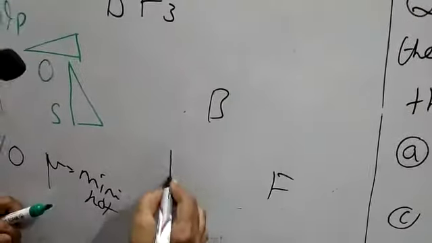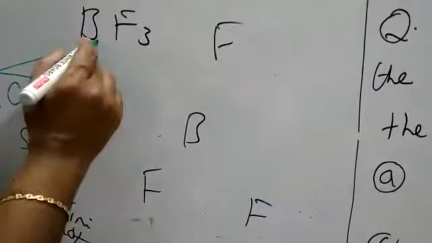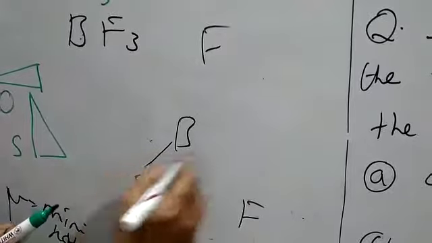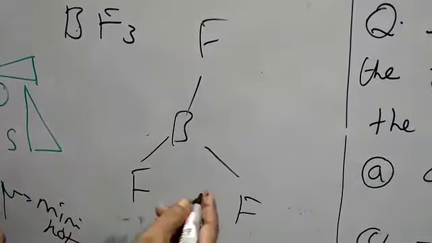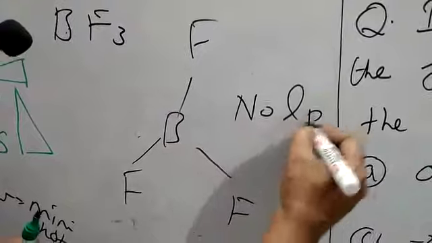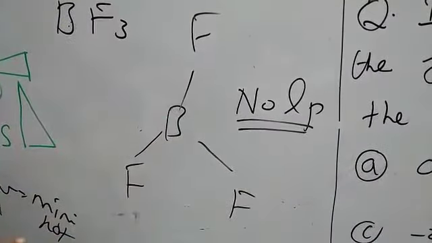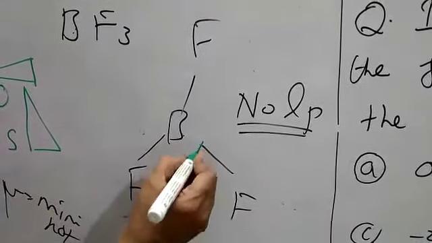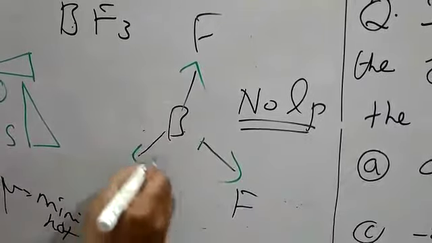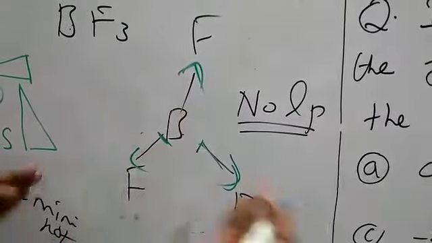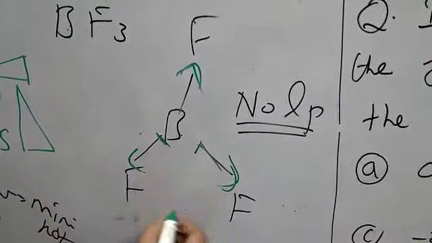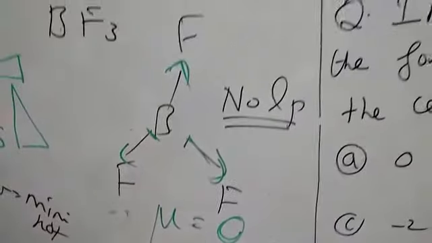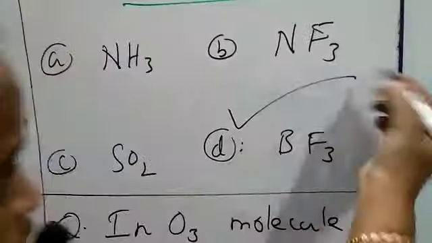Boron, fluorine, fluorine, with 3 fluorines. What is the valence electron for boron? Boron is only 3 valence electrons. Now here it is 3 bonds, 3 valence electrons completely used. So an important point: there is no lone pair at all. All are bond pairs only. From boron to fluorine it is moving, in this direction and this direction. So you can see, children, everything is cancelled. So this is symmetric where mu is equal to 0. So your answer is BF3, boron trifluoride.